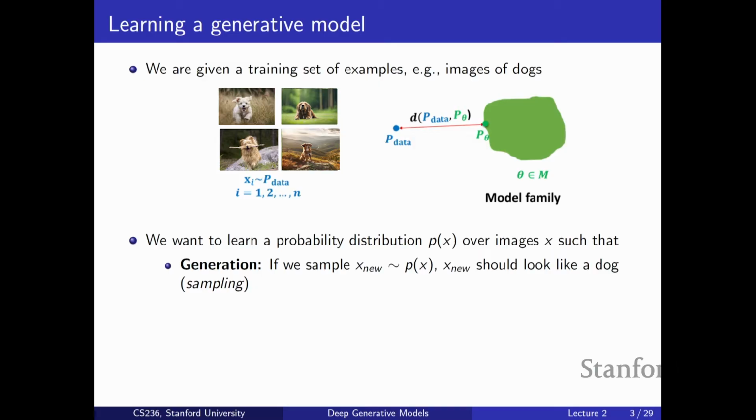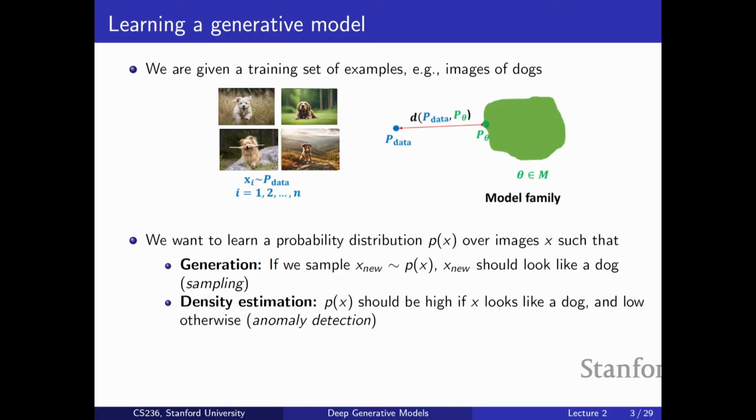But at the end of the day, pretty much all of the models we'll see will try to learn this probability distribution. And this is useful because once you have this probability distribution, you can sample from it and generate new data. You can do density estimation. If you have access to a probability distribution, then you can query it for any input x, and the model can tell you how likely this object is.